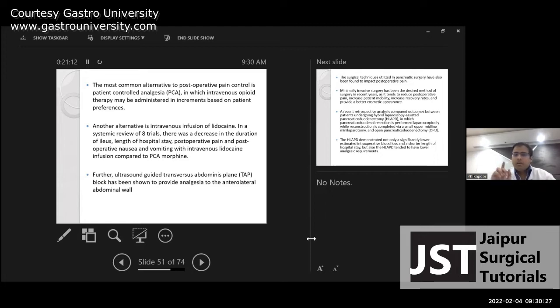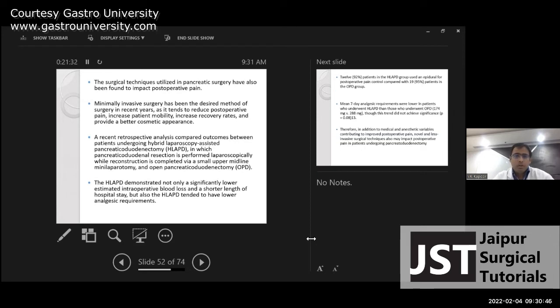Along with it, ultrasound-guided transversus abdominis plane block has been shown to provide analgesia to the anterolateral abdominal wall. Also, a catheter can be placed through the transversus abdominis plane block, and it can provide analgesia post-operatively, not only intraoperatively. Surgical techniques utilized in pancreatic surgery also have an impact on post-operative pain. Minimally invasive surgery has been the desired method. It reduces post-operative pain, increases mobility, increases recovery rate, and gives better cosmetic appearance.